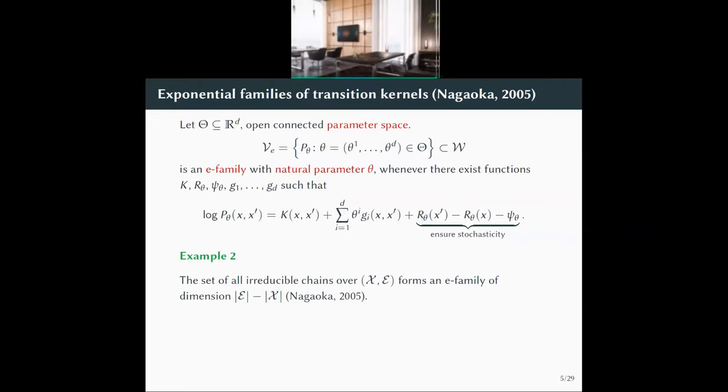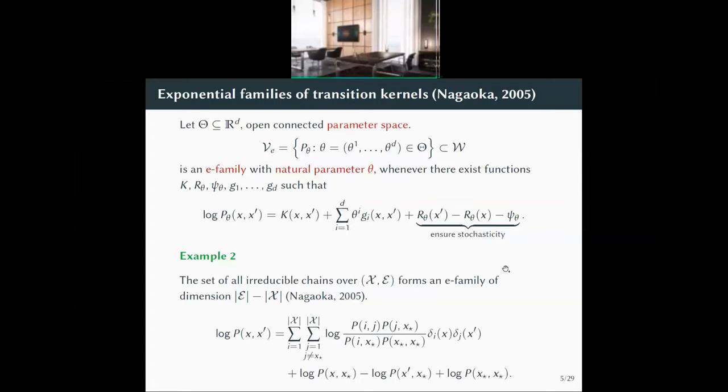As an example, the set of all irreducible chains over X with connection with edge set E forms an E family of dimension the size of E minus the size of X. And you can express P over the spaces here of Kronecker, where theta i j will be this logarithm, right? And these terms on the bottom here correspond to these last three terms.